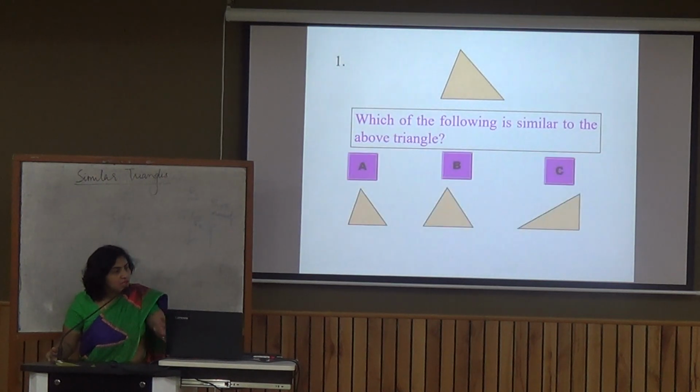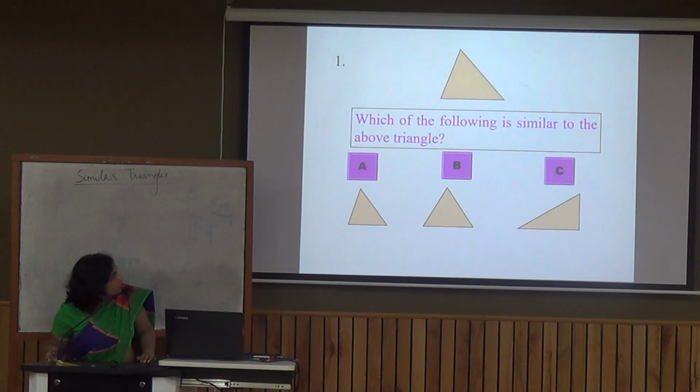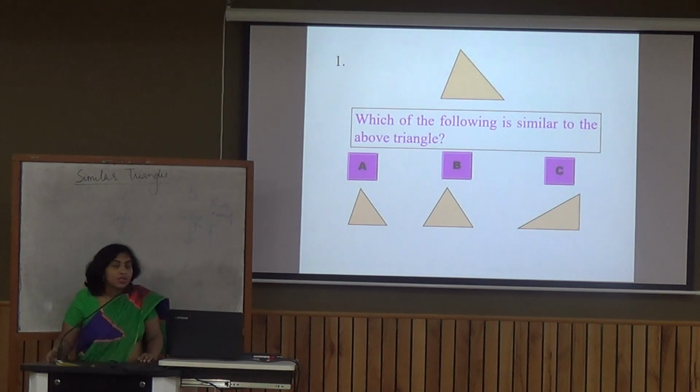Now, let's see which triangle out of A, B and C is similar to the first triangle. Can you see and make out which triangle is similar? That is a job for you. There is a difference between similarity and congruency which we are going to study in this chapter.